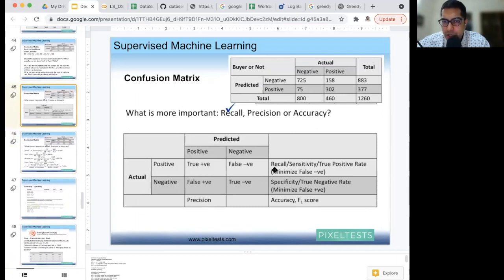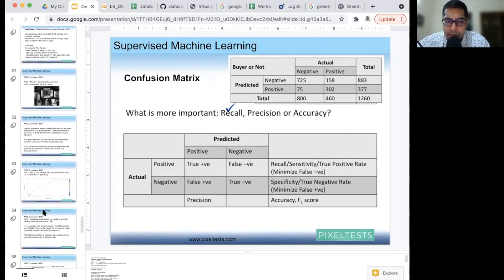Sensitivity, also called recall, is also called the true positive rate. So here we have that. Specificity is also called the true negative rate. We have looked at accuracy and the F1 score. Just remember this. For the purpose of this ROC curve, we are only focused on the true positive rate and true negative rate. So let's go back to this.